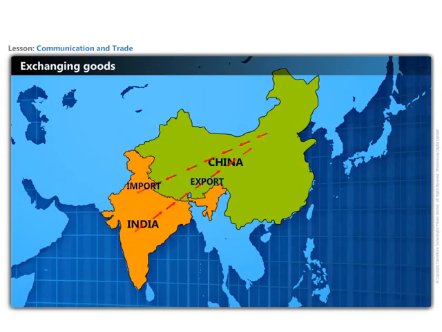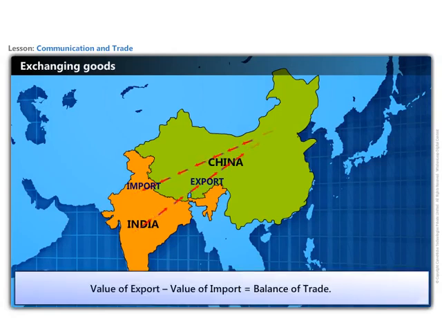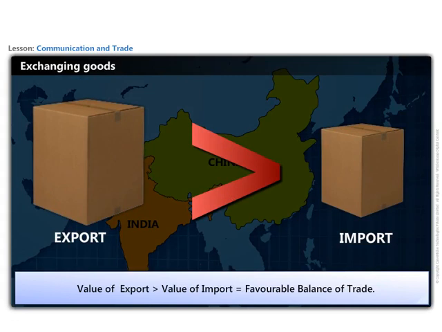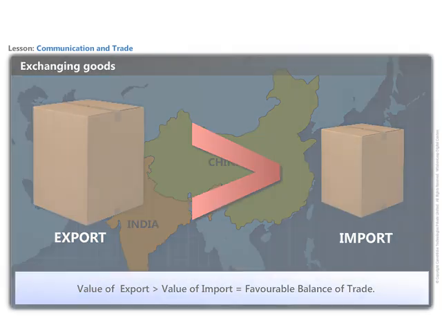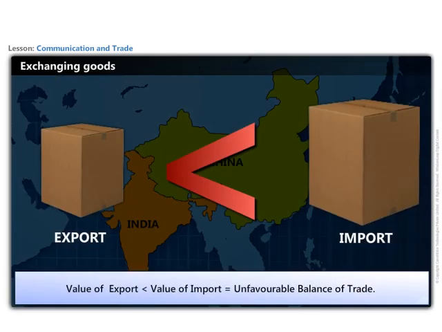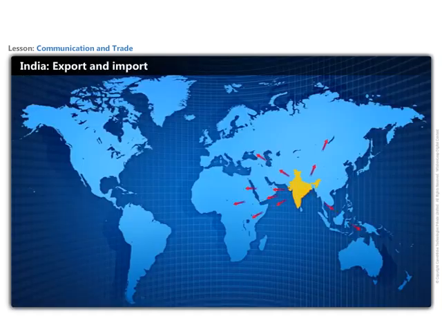Export and import is necessary for all the countries as the resources are space-bound. The amount of export and import or balance of trade reflects the economy of the country. When the value of export exceeds the value of imports, it is called a favorable balance of trade. But if the value of imports exceed the value of exports, it is termed as unfavorable balance of trade. India has trade relations with all the major trading blocs and all geographical regions of the world.